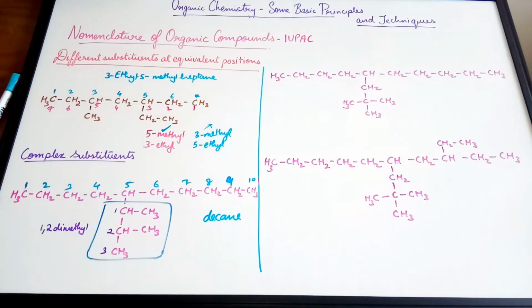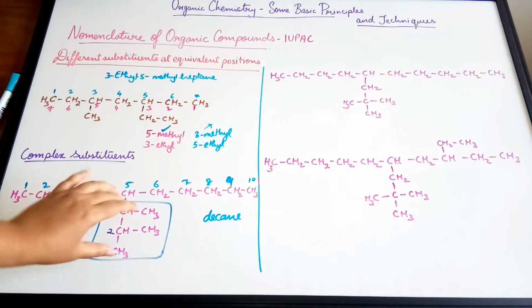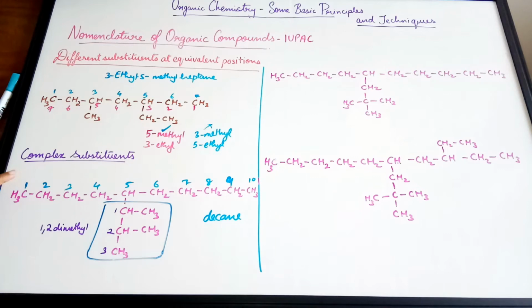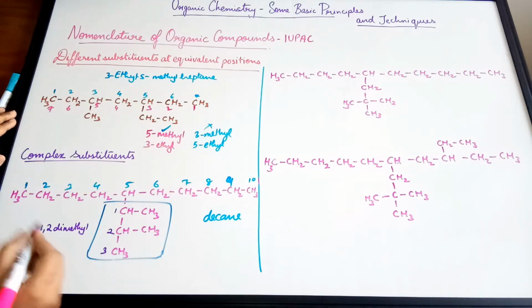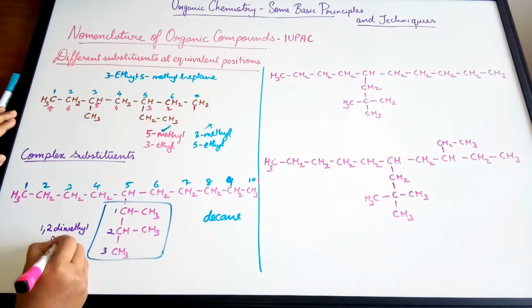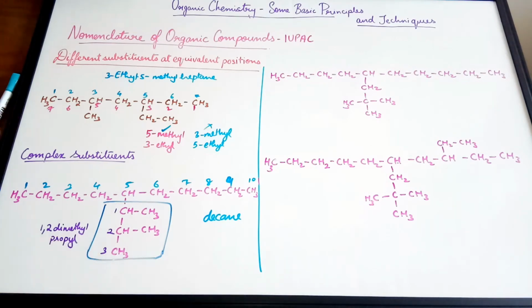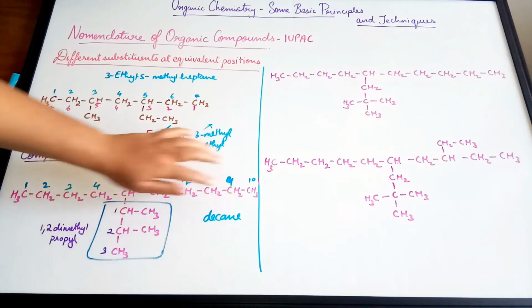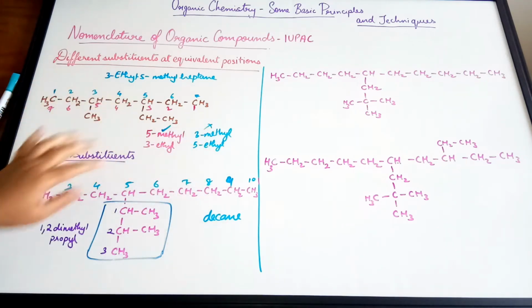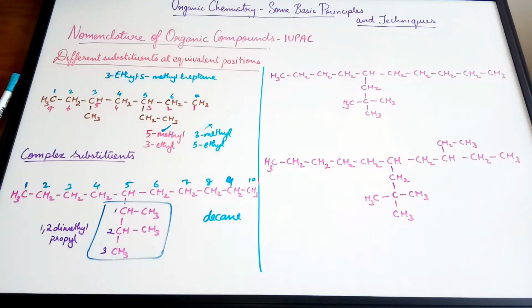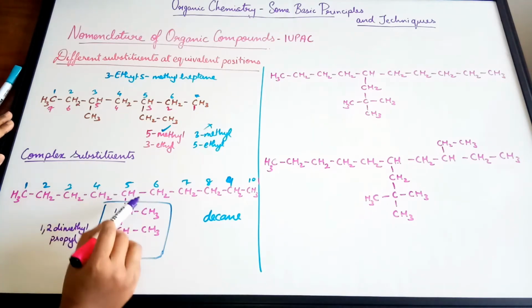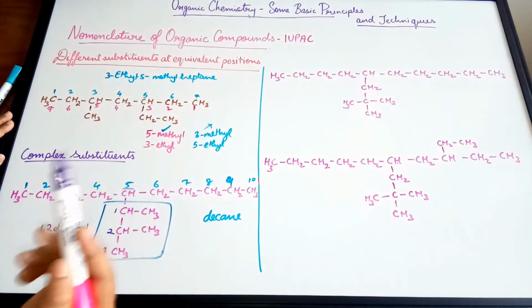Now, how many carbons are present in this chain? 1, 2 and 3, which means it's a propane group. But because this is joined to another structure, the longest chain, this will be called propyl. So first of all, we know it's a decane, 10 carbon atoms, and at the fifth position, some complex substituent is present. So let's name this compound. The complex substituent is present at the fifth position.